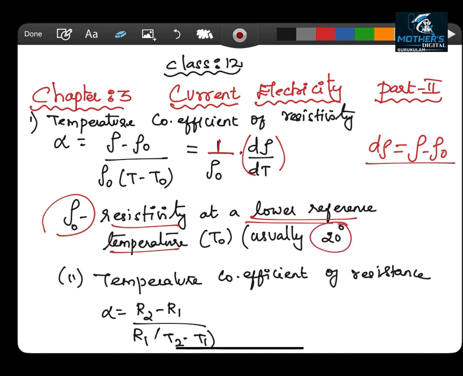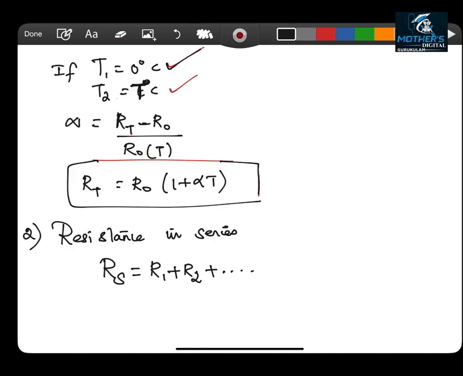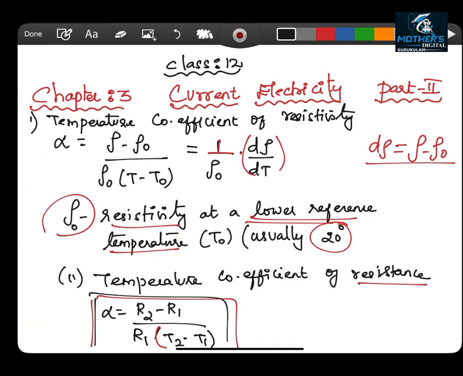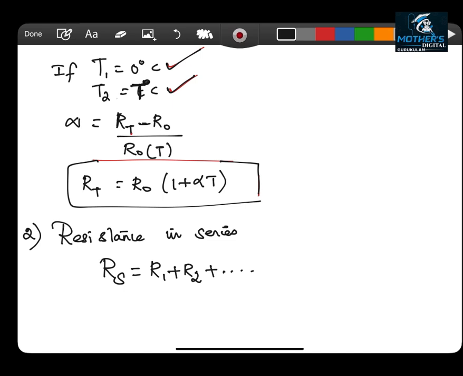The same temperature coefficient we can write in terms of resistance. So alpha equal to (R2 minus R1) divided by R1 into (T2 minus T1). T1 equal to 0 degrees Celsius, T2 equal to T degrees Celsius. This formula can be rewritten as alpha equal to (RT minus R naught) divided by R naught into (T minus 0), which can be written as R naught into T. Rearranging this, you'll get RT, the resistance at that particular instant temperature, equal to R naught into (1 plus alpha T), where alpha is the temperature coefficient of resistance.